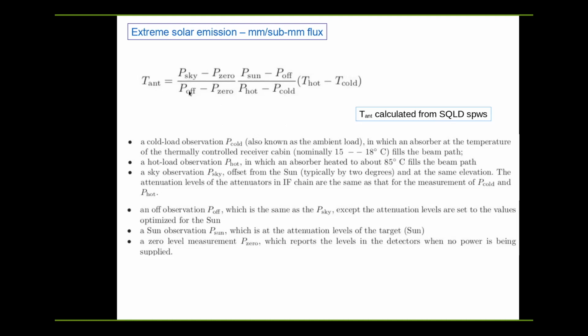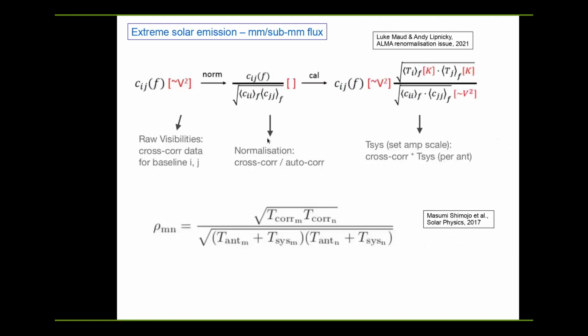P of is atmosphere outside of the sun, but with this mixer detuning, we have 2 setups. You have to remember this mixer detuning switched on and off. So one is with on and one is off. And from that formula, we can estimate independently from these SQLDs T ant and put it here and make the normalization. So this is an important step that is not in standard calibration, and we will see it later in the script.